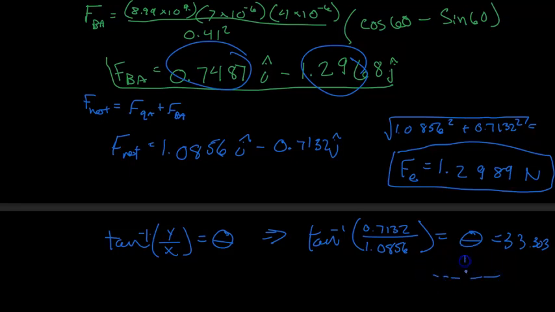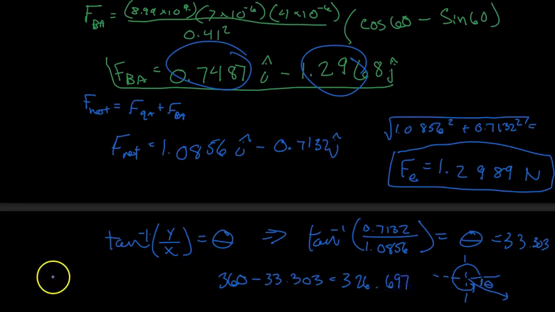If this is our axis and this is our force, it gives us this angle, but what we want is this angle right here, so we just subtract that number from 360, which will give us 326.697. And that is our theta from the positive x-axis right here.